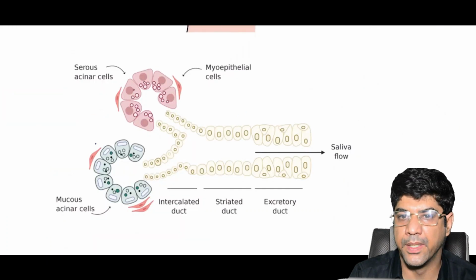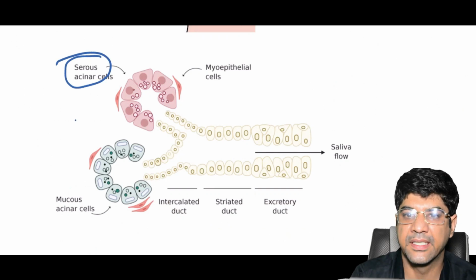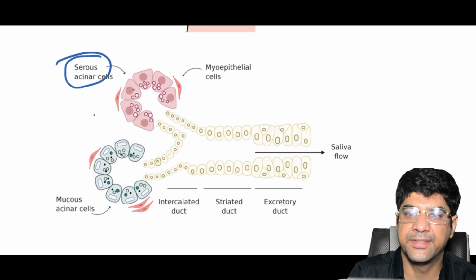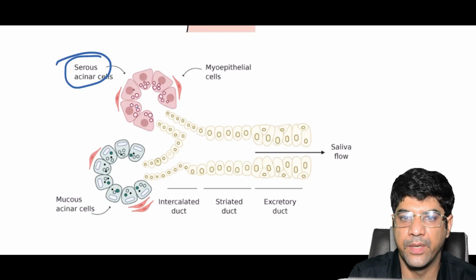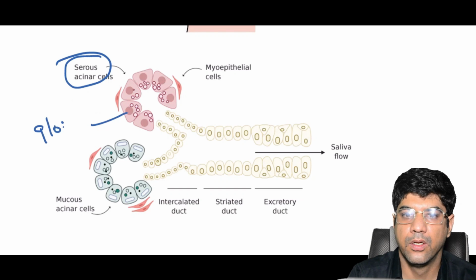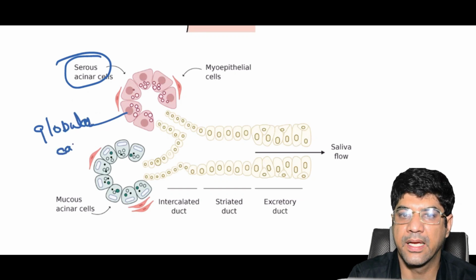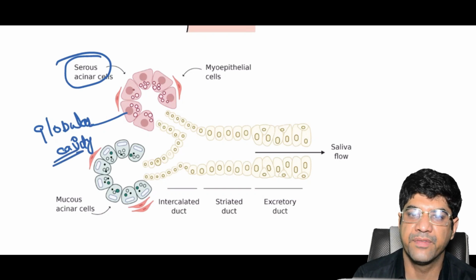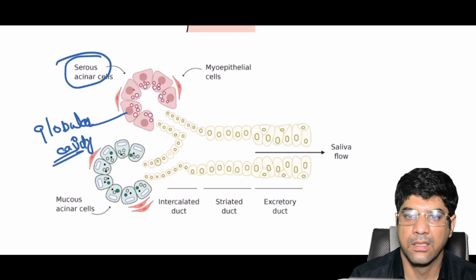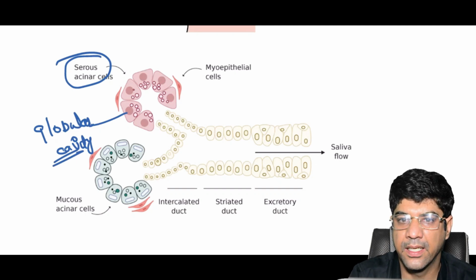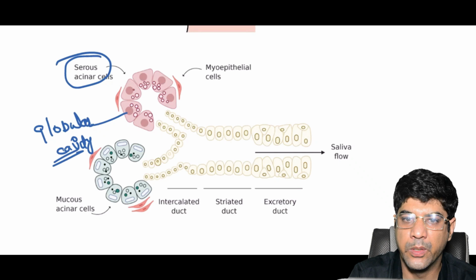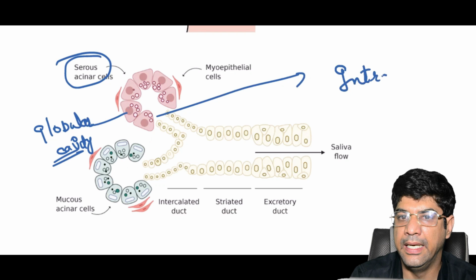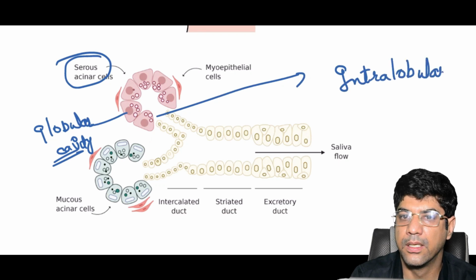Now, the salivary glands, remember, are formed by acinar cells. Each acinus contains a small group of cells surrounding a central globular cavity. The central cavity is continuous with the lumen of the duct system. Therefore, the fine ducts drain into each acinus, and we call them intralobular ducts.